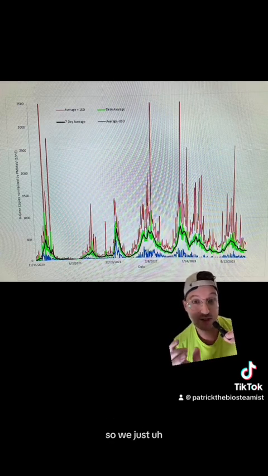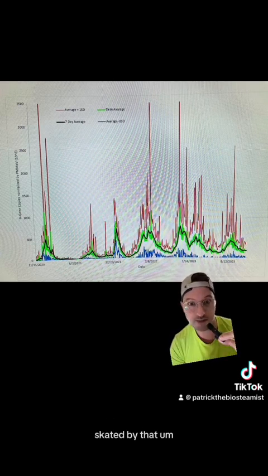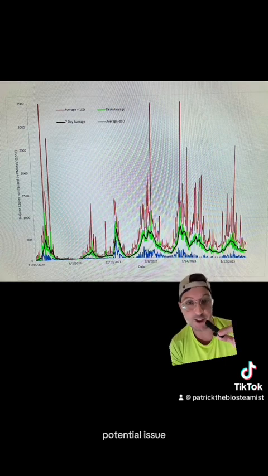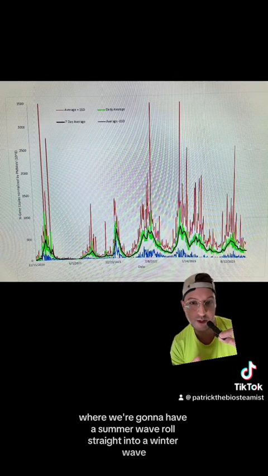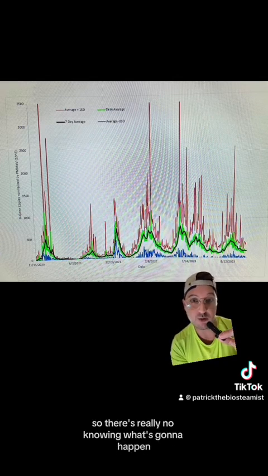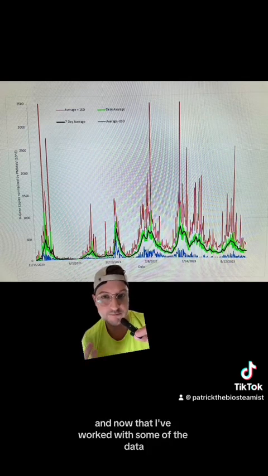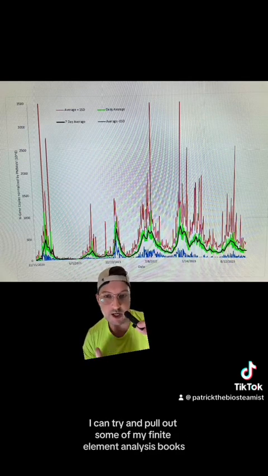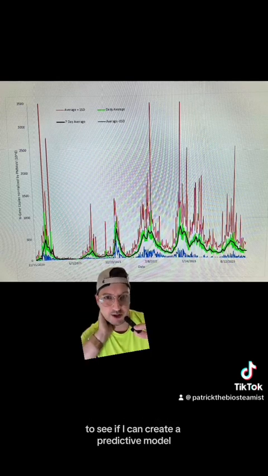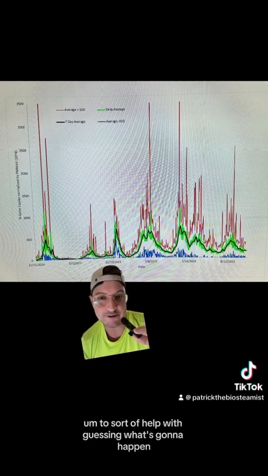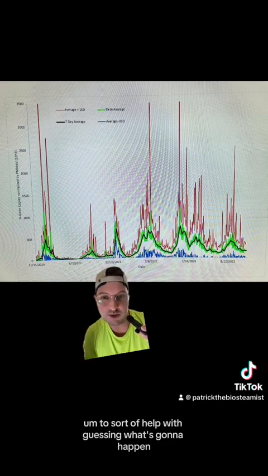So we just skated by that potential issue, but this is the first time where we're going to have a summer wave roll straight into a winter wave. So there's really no knowing what's going to happen. And now that I've worked with some of the data, I can try and pull out some of my finite element analysis books to see if I can create a predictive model to sort of help with guessing what's going to happen.